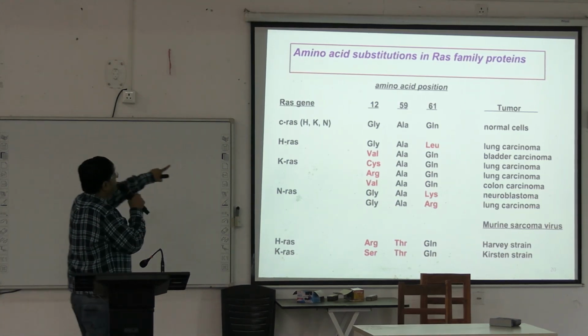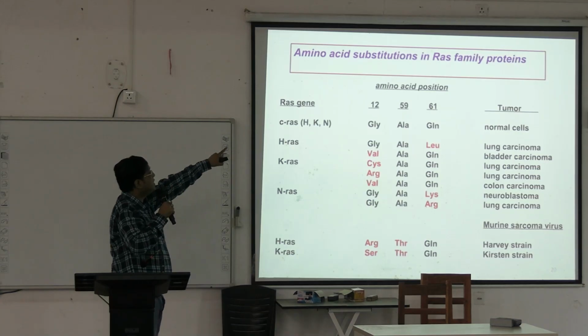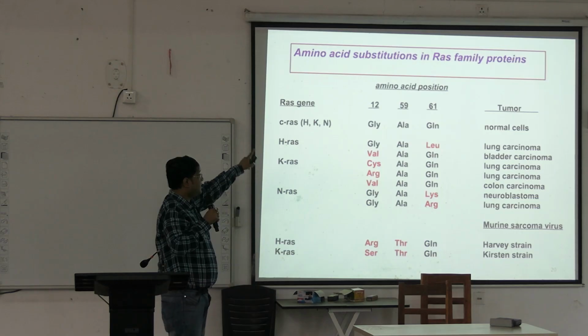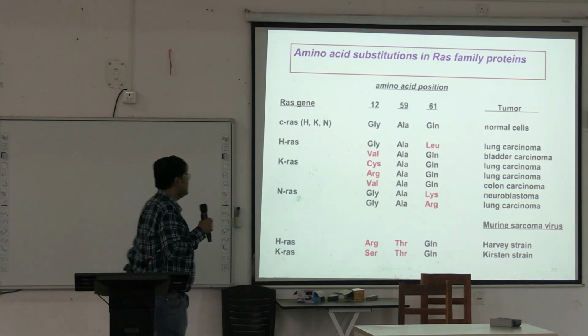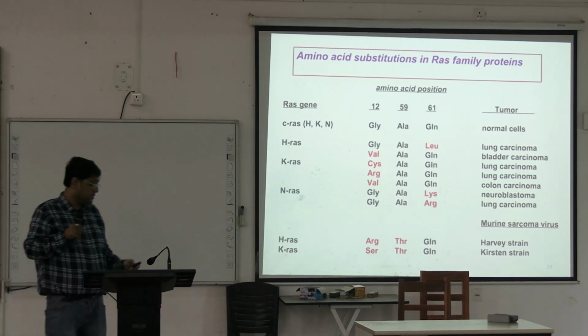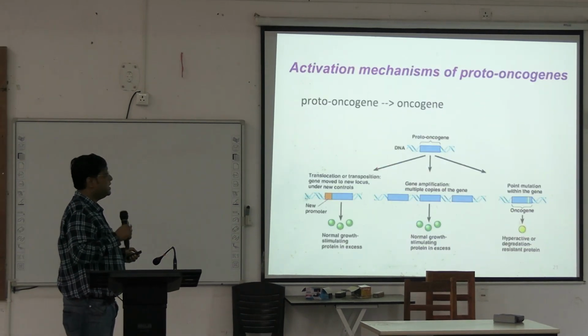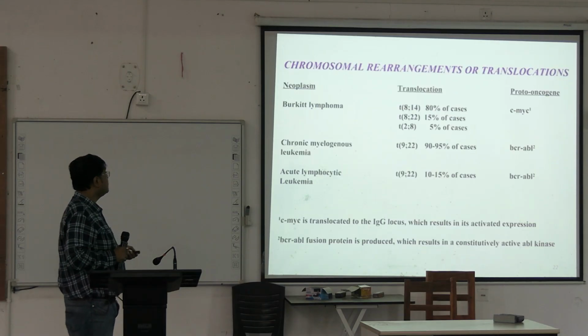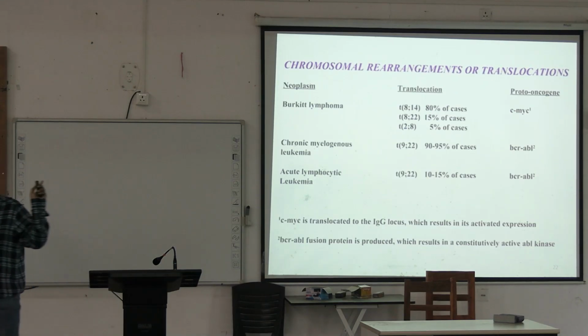HRAS: which gene? Amino acid substitution in RAS family proteins. Which RAS gene is affected? What kind of cancer is happening? HRAS, KRAS, NRAS. Next, many important lists are coming now. Proto-oncogene to oncogene, the same thing. This one is a very, very important slide.